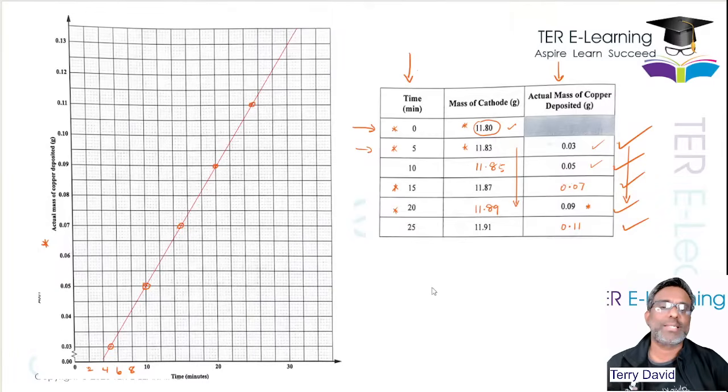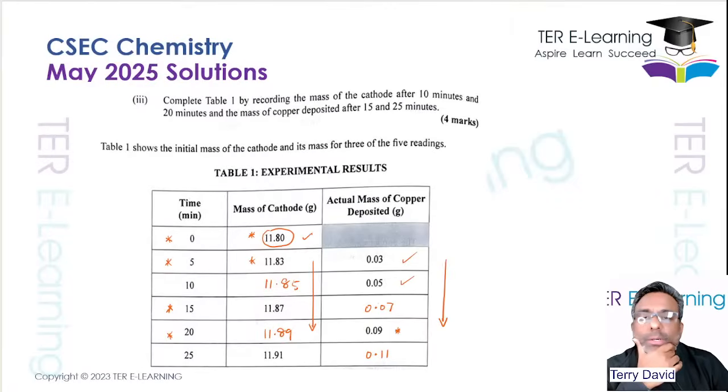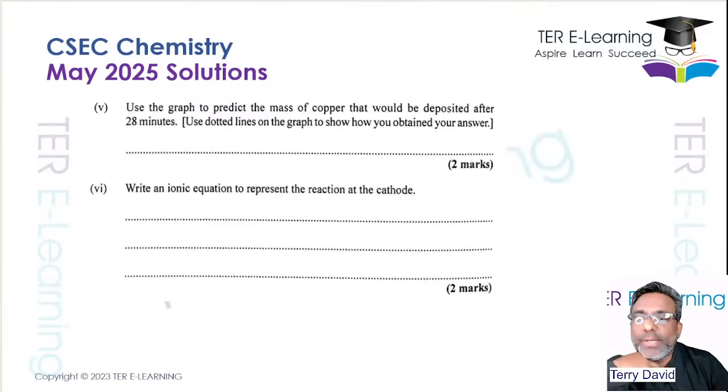Right, so this is what our graph should look like. All right, the next part. They said, use your graph to predict the mass of copper that would be deposited after 28 minutes, and they want us to use dotted lines to show this.